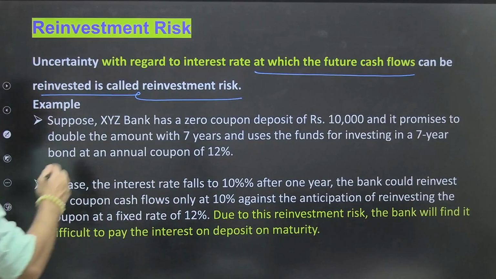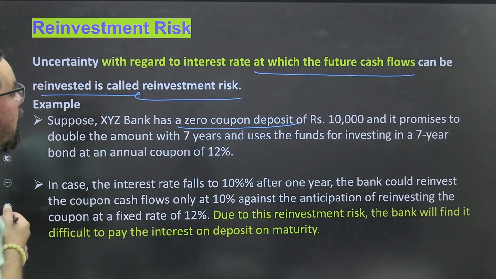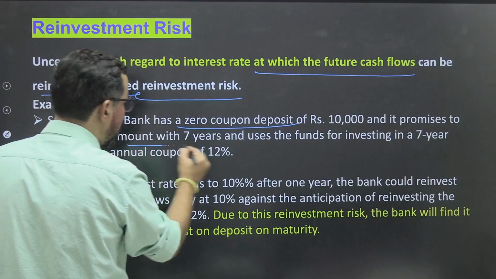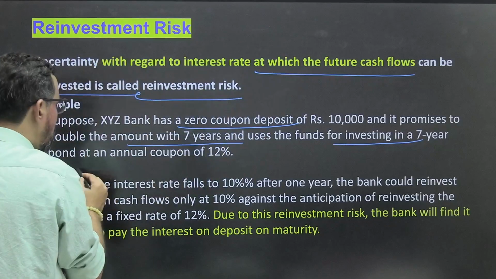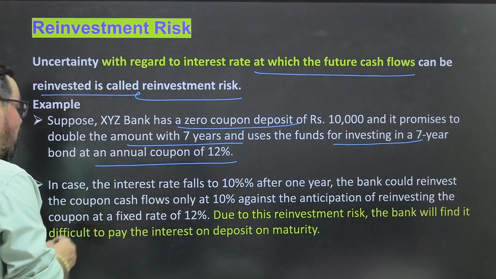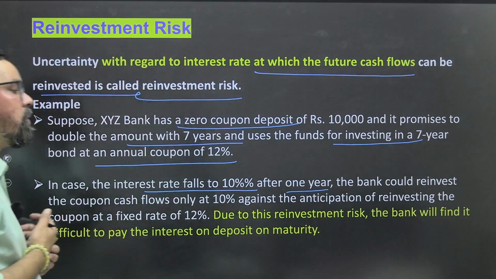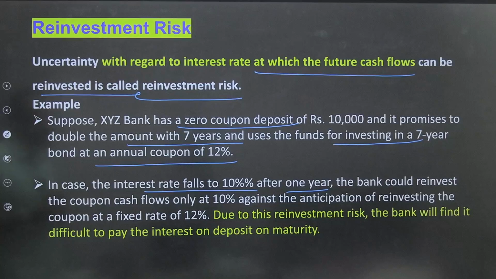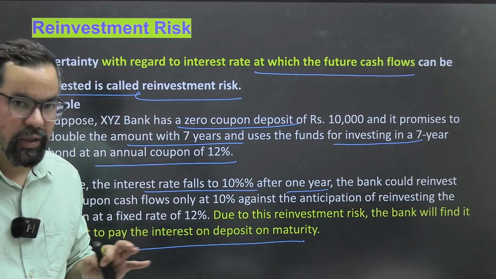Okay, suppose XYZ bank has a zero coupon deposit of rupees 10,000 and it promised to double the amount within 7 years, and uses the funds for investing in a 7-year bond at an annual coupon of 12%. In case interest rates fall to 10% after 1 year, the bank could reinvest the coupon cash flow only at 10% against the anticipated 12%. Due to this reinvestment risk, the bank will find it difficult to pay interest on the deposit which it borrowed, against the 12% and whatever the deposit rate was.